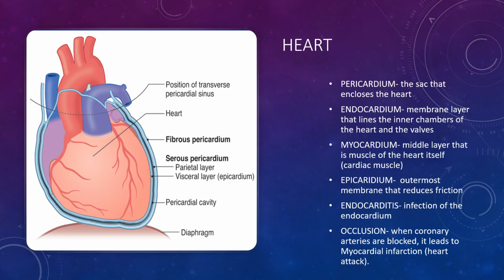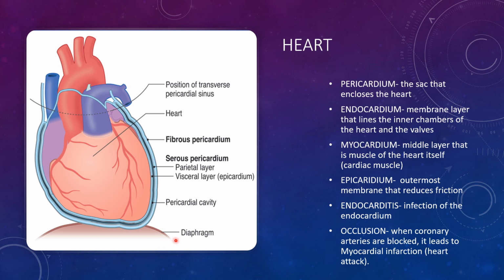Let's go to the structures of your heart. As you can see here on the left side, this one is the position of the transverse pericardial sinus. This part is the heart, and this one is your fibrous pericardium. The inner part is your serous pericardium, which consists of your parietal layer and your visceral layer, known as the epicardium. Here, this is your pericardial cavity, and this one is the diaphragm, which is a part of your respiratory system.